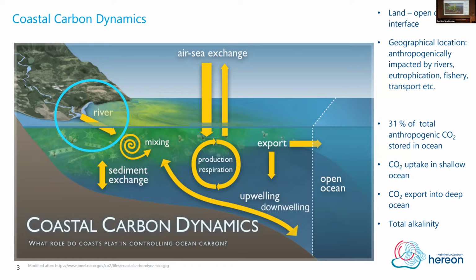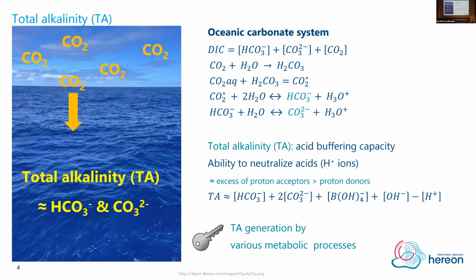Generally, the CO2 uptake in the shallow and marginal seas is driven either biologically by primary production or by the carbonate system and the driver total alkalinity. When we talk about the carbonate system in general, we mainly talk about dissolved inorganic carbon, and this constitutes hydrogen carbonate, carbonate, and carbon dioxide. Both hydrogen carbonate and carbonate are the main constituents of total alkalinity. Alkalinity is the acid buffering capacity, and it has the ability to neutralize acids such as hydrogen ions. It is also defined as the excess of proton acceptors over proton donors.